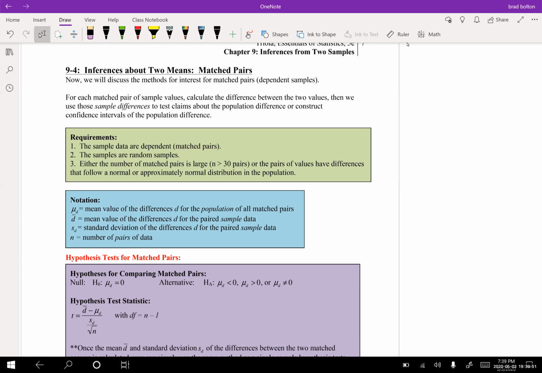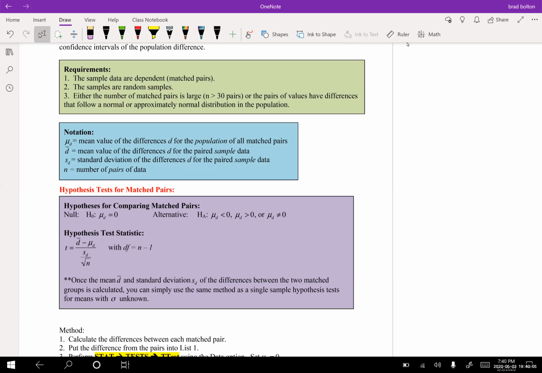However, we're going to take a chapter 9 problem with 2 samples and turn it into a chapter 8 problem with 1 sample by subtracting the samples and getting a new set of data. Okay. So a couple things, the sample data are dependent. We call them matched pairs. That's why a lot of times it's a before and after. Normally it's talking about the same sample group. The samples are random and either the number of matched pairs is large and greater than 30, or the pairs have differences that follow an approximately normal distribution in the population. So pretty much standard stuff for us.